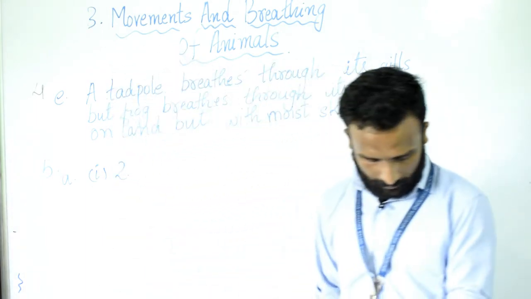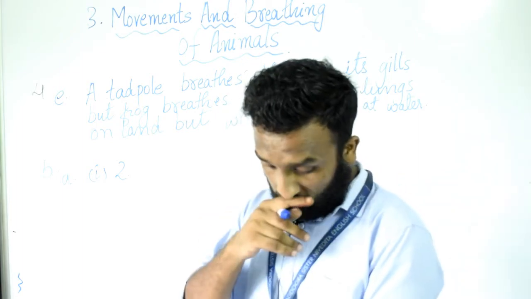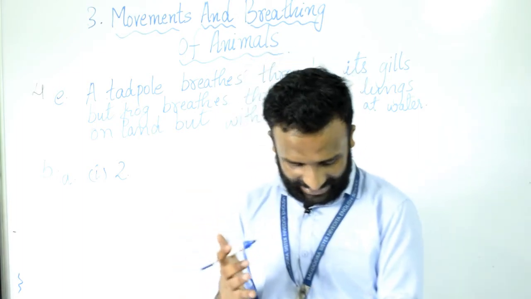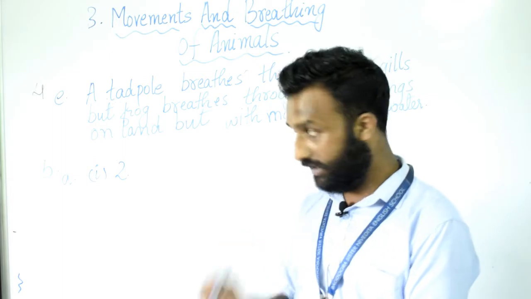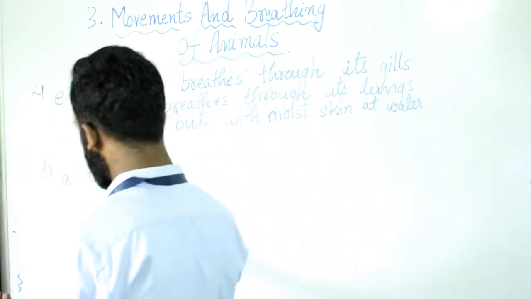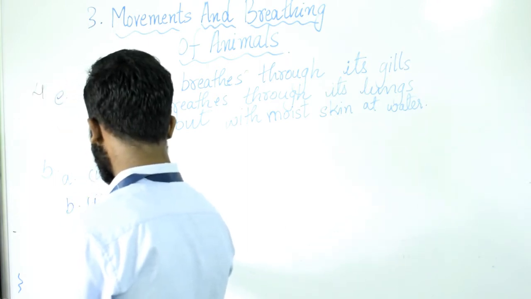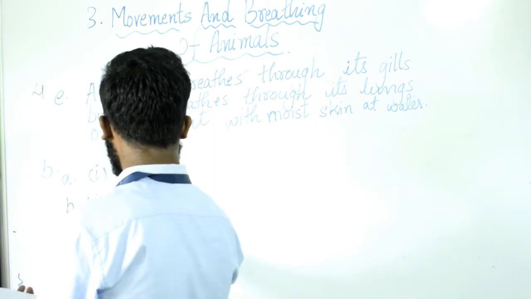Now number B: the front limbs of land animals are called what? Gills, lungs, forelimbs or fin? It is called forelimbs. So the answer for B is three, forelimbs.